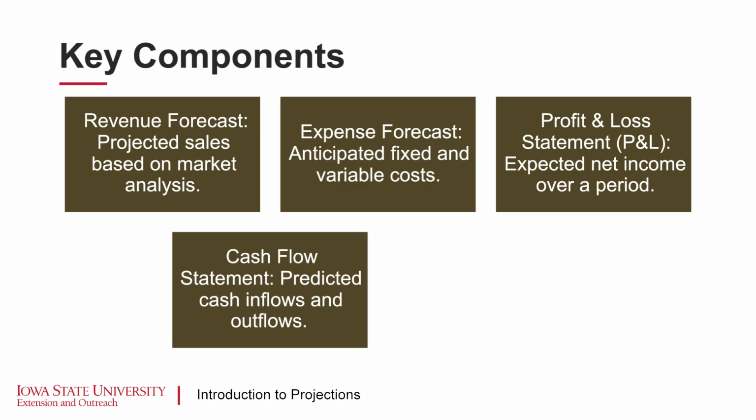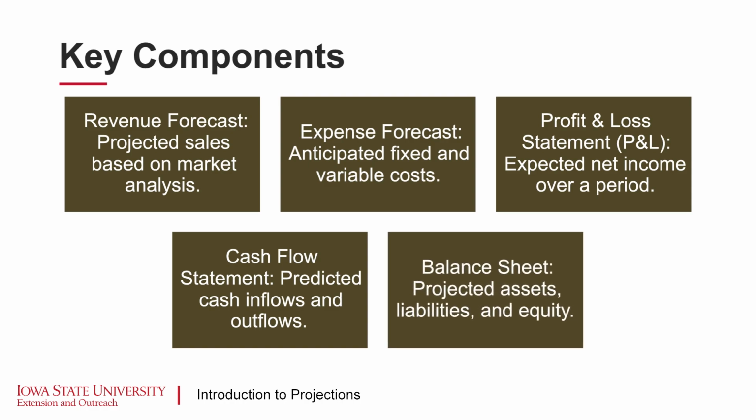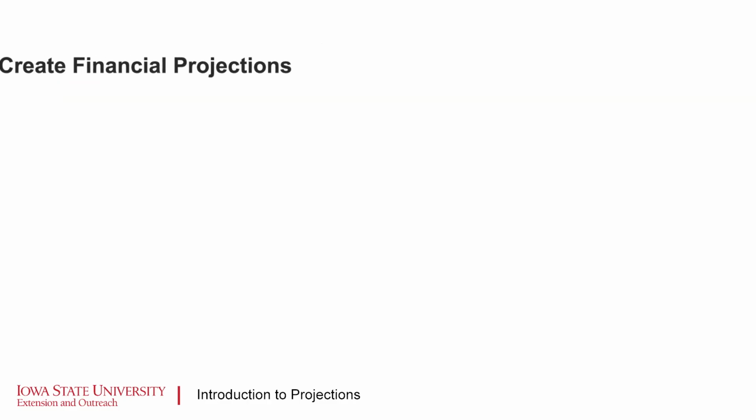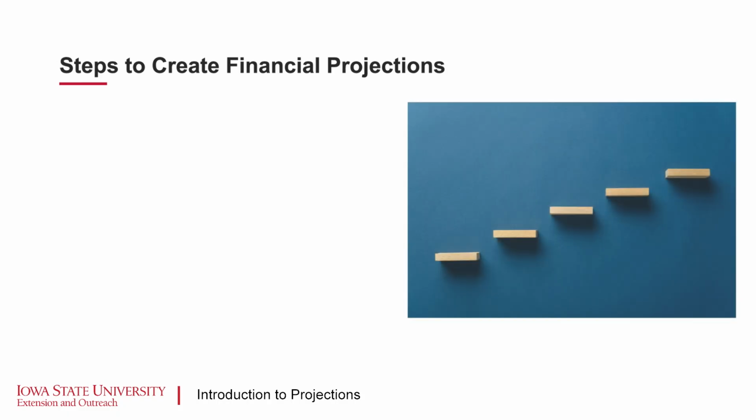A cash flow statement, which tracks the expected movement of cash in and out of your business, helping ensure you have enough cash on hand to operate. And finally, the balance sheet projects your assets, liabilities, and equity to give a snapshot of your business's financial position in the future. Creating financial projections involves a step-by-step process.